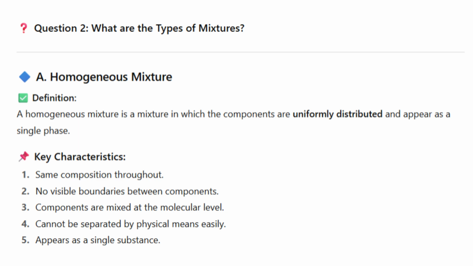Question 2. What are the types of mixtures? Homogeneous mixture. Definition. A homogeneous mixture is a mixture in which the components are uniformly distributed and appear as a single phase. Key characteristics. Same composition throughout. No visible boundaries between components. Components are mixed at the molecular level. Cannot be separated by physical means easily. Appears as a single substance.